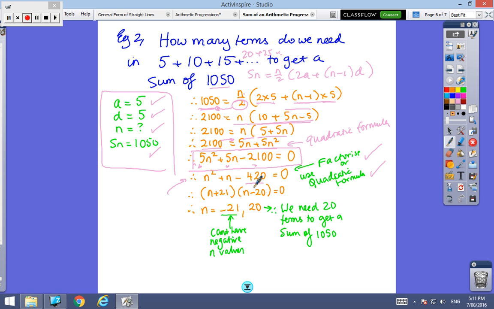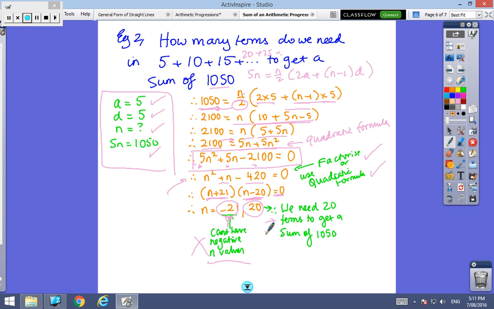I'm looking for two numbers that multiply to 420 and have a difference of 1, and the numbers are 21 and 20. And so we end up with n plus 21 equals 0, which means that minus 21 is the answer, or n minus 20 equals 0, which means that 20 is the answer. You can't have negative terms, so that answer's not right. And so this answer is the right one. So we need 20 terms.